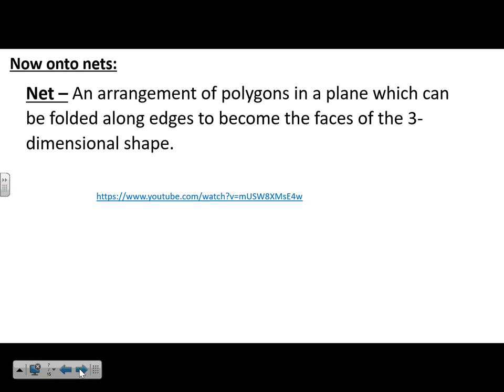So now let's get on to what we're actually talking about today, which is nets. A net is an arrangement of polygons in a plane which can be folded along the edges to become the faces of a 3-dimensional shape. So I think the best way to look at this is watching one of these videos.